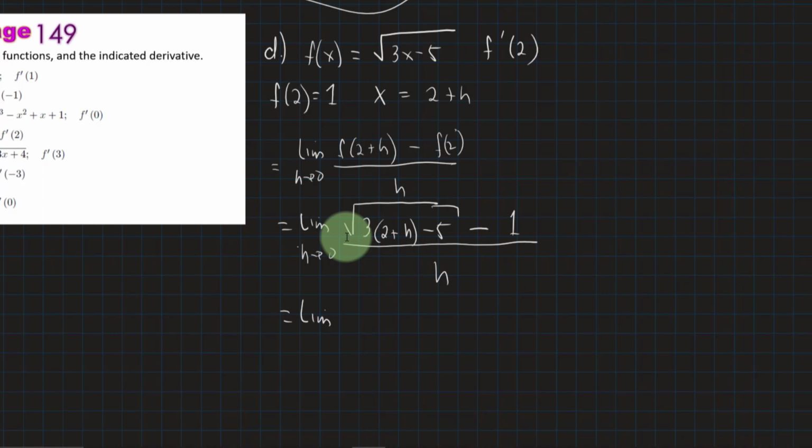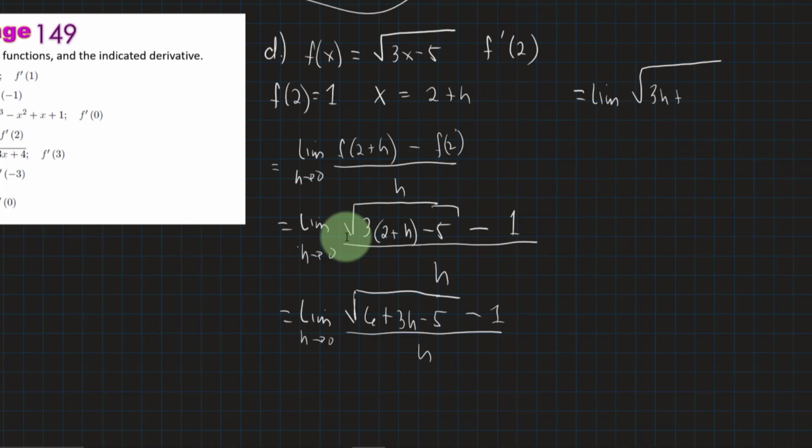So, that will be the limit of, pwede ba natin itong i-simplify? So, try natin siyang i-distribute. Magiging square root ng 3 times 2, 3 times 2 is magiging 6, 6 plus 3h minus 5, minus 1, all over h as h approaches 0. Okay? Is equal to the limit of the square root of 3h plus 1 minus 1.